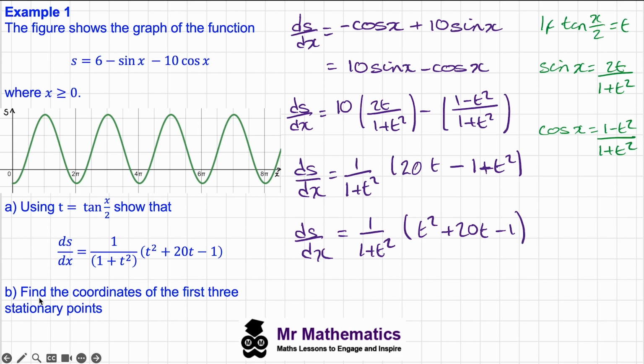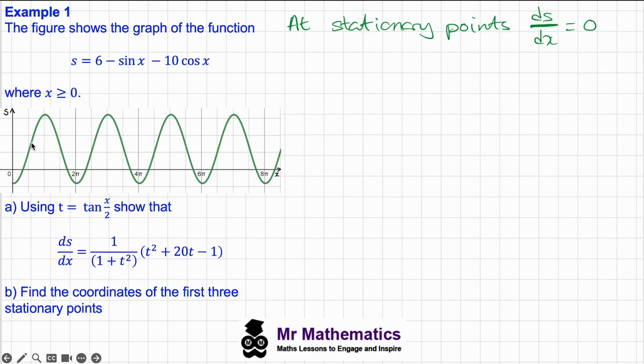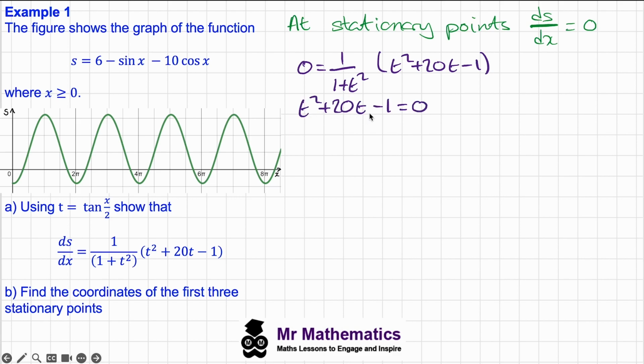In part B, we're going to find the coordinates of the first 3 stationary points. So that'll be the coordinate here, here, and here. Okay? So we know at these stationary points, the gradient will be equal to 0. So if ds by dx equals 0, then this equation will equal 0. And we can cancel out 1 over 1 plus t squared by moving it to the left-hand side. So this becomes 0. So now we get t squared plus 20t minus 1 is 0.